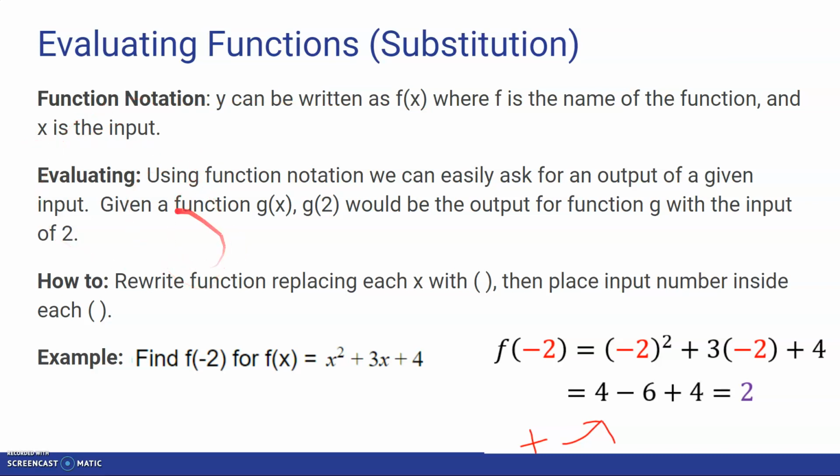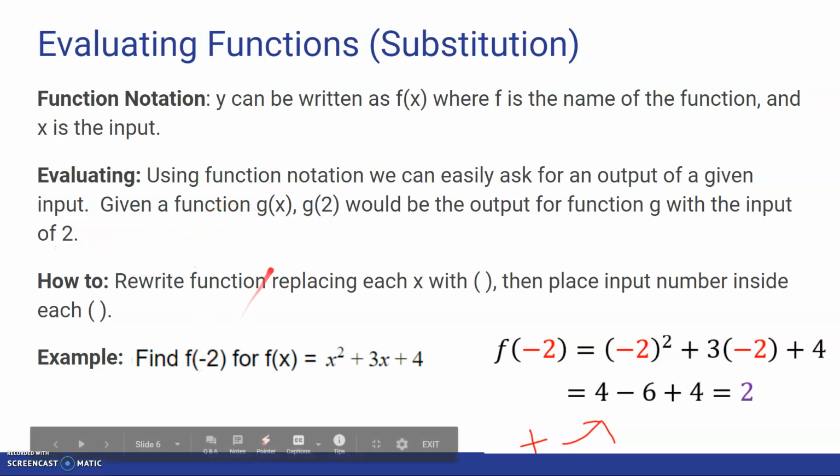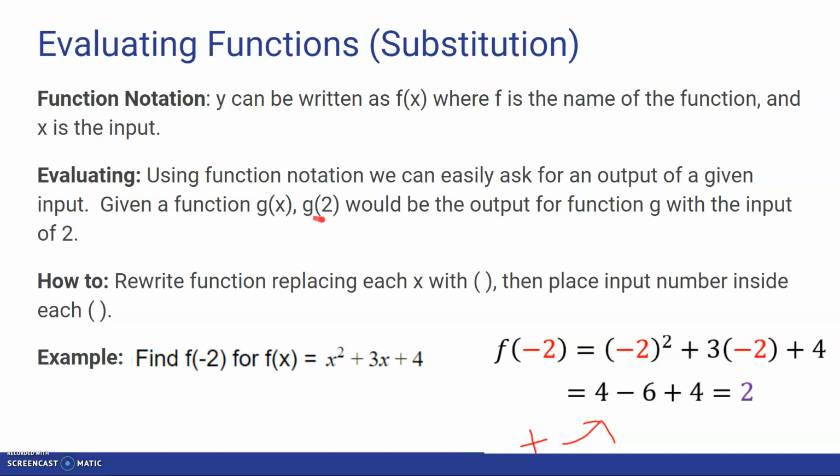In order to evaluate, we're going to be using function notation. That way, when we say we have a function g of x, we could simply write g parentheses 2, or g evaluated at 2, and that would be representing the output of that function g with the input 2. So if we had some kind of function g, some equation, we could take the number 2, and this would represent what number would pop out when we put in 2. Okay? How to do that?